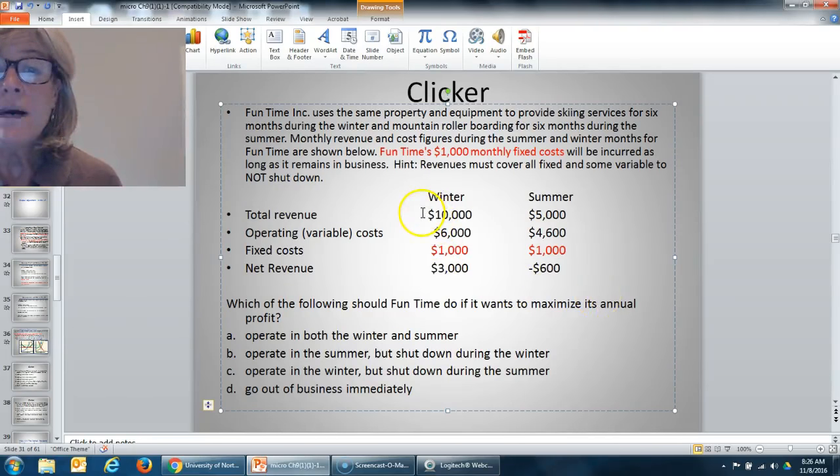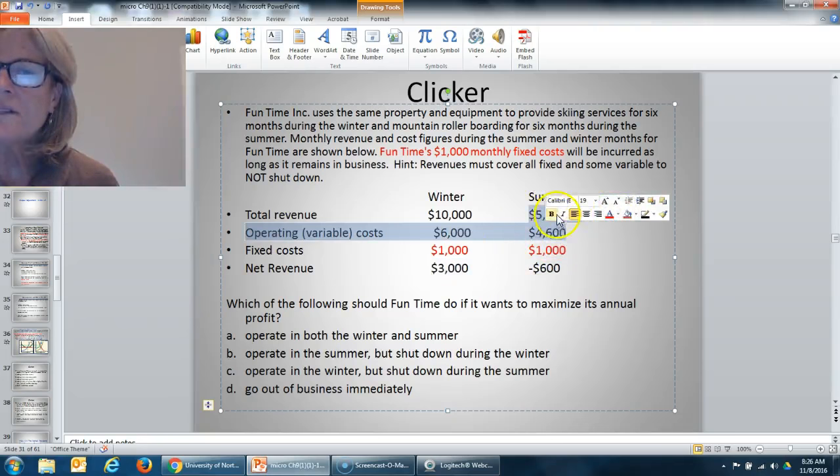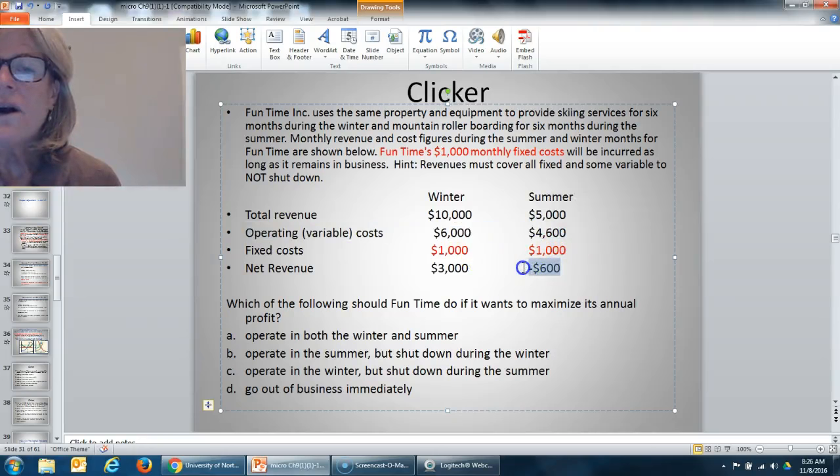Yeah, they should. They should produce in the winter because they're making money. They're making $3,000 a month, which is pretty good. In the summer, they make less revenue, but they're definitely covering their variable costs, aren't they? Their revenue is $5,000. They're covering all of their variable. They're covering part of their fixed, so that their net revenues are negative $600.